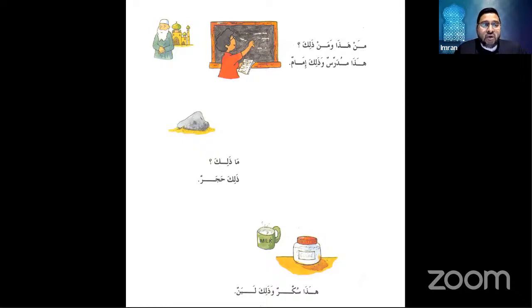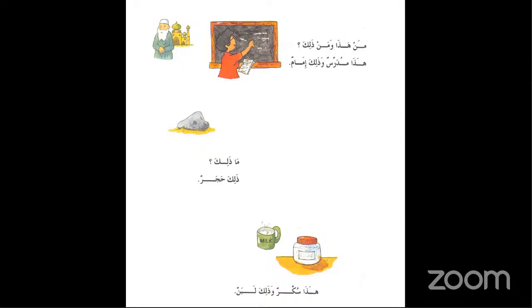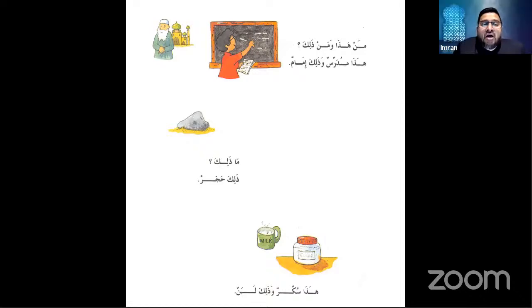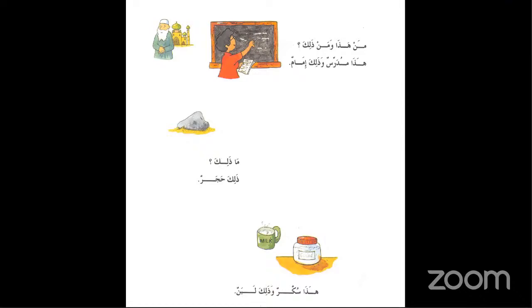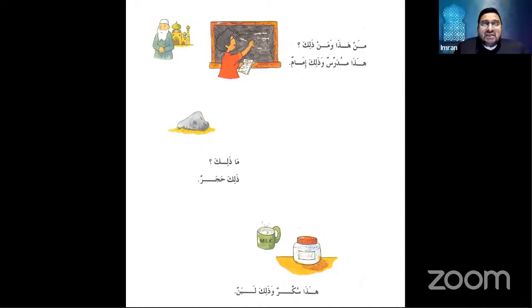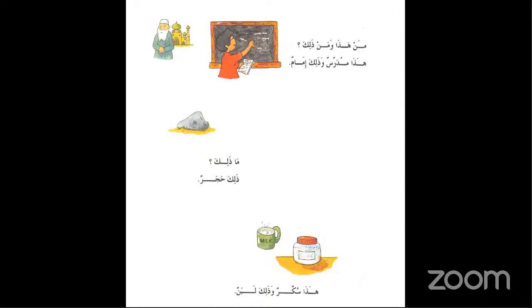So the tanween at the end is dropped and a kasra is given, because whenever a ya joins, the letter before it should change to a kasra. Like kitabun became kitabi. Kitabi is my book. "Hada mudarrisi" is my teacher. "Wa dhalika imami." And that, "imamuka."